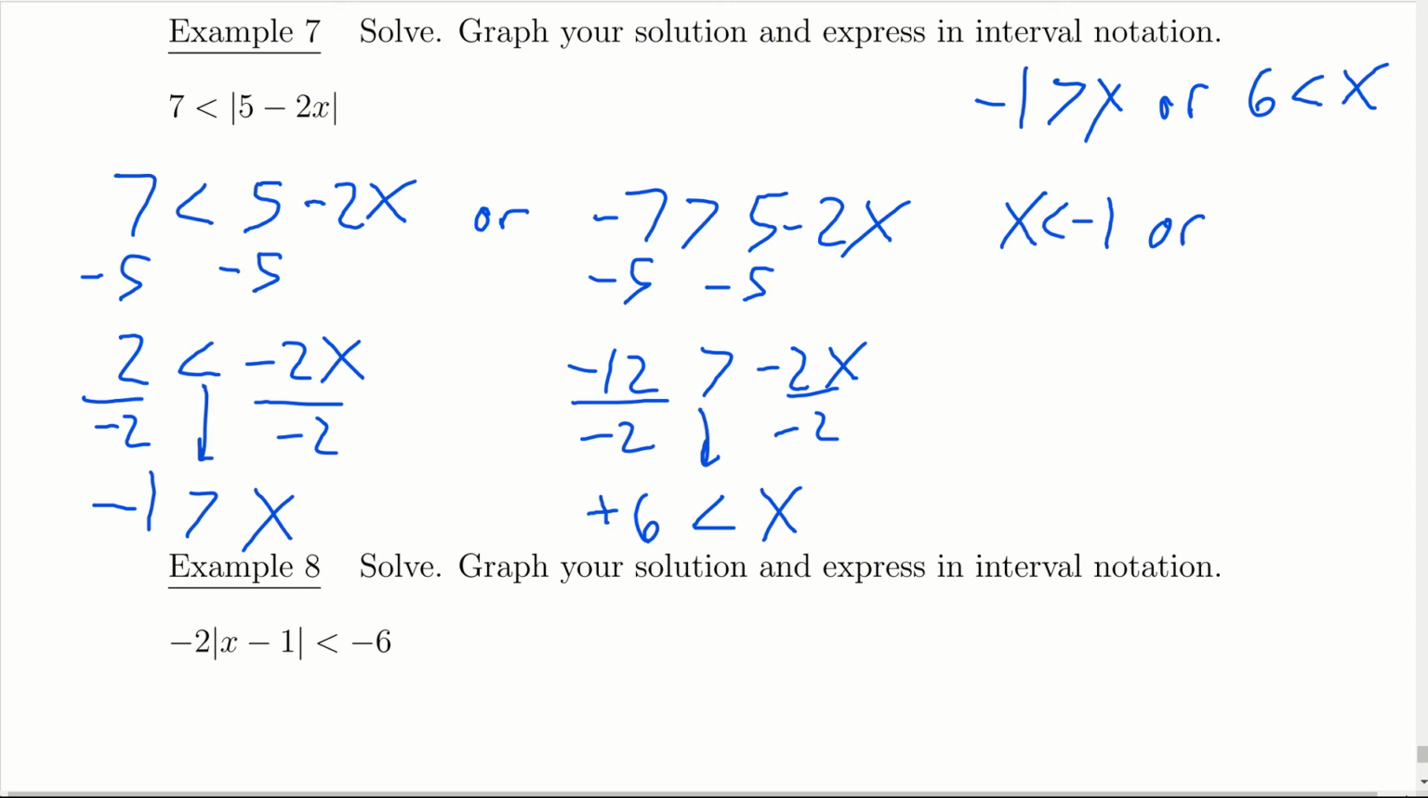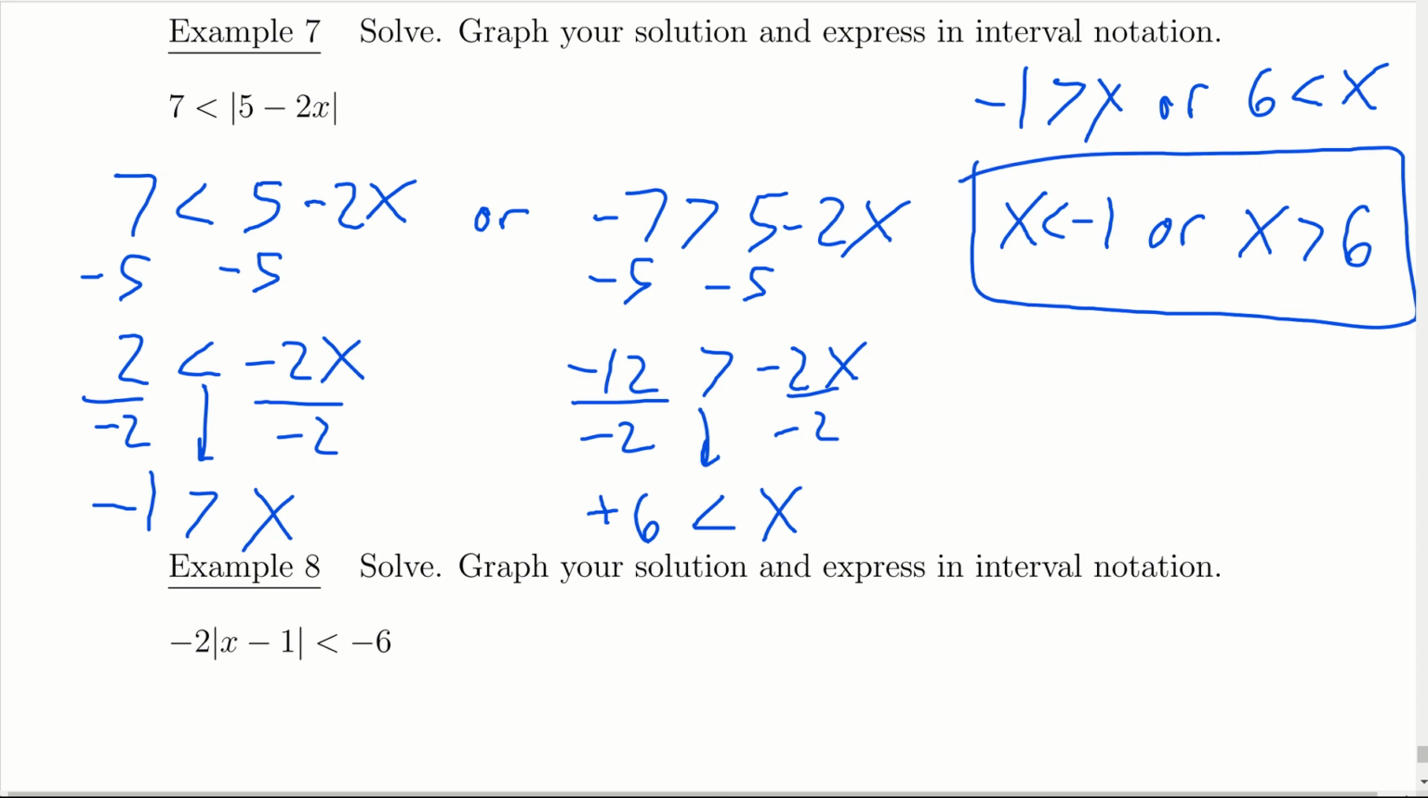Some people remember the analogy that the alligator mouth always eats the bigger number. So if you flip-flop the values of x and negative 1, if you change their positions, notice that the inequality should still open up towards the negative 1. It's like saying the same type of relationship, but in two different ways. We can say that negative 1 is greater than x means exactly the same thing as saying that x is less than negative 1. Similarly, we could also say that x would be greater than 6. So this is our solved inequality.